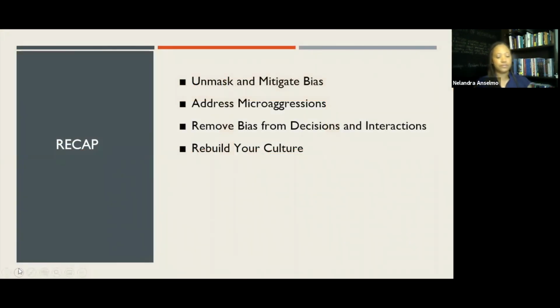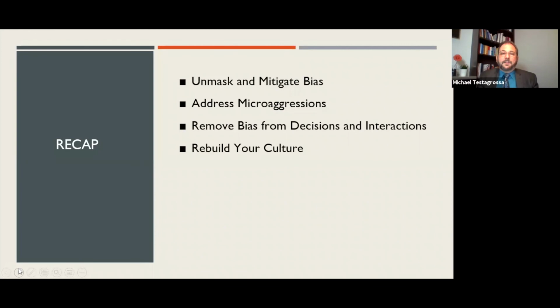So just as a recap for our session today, we talked about unmasking bias and mitigating it. So be aware of the different biases that may impact decisions, especially in recruitment and advancement. You also want to address the different types of microaggressions by being more aware of how comments are perceived and avoid micro-dismissals. And then, of course, moving on to removing bias from the daily interactions, which will help support a more integrated workforce. And finally, focus on rebuilding your culture and really making sure that that culture works for you and works for the inclusive nature.